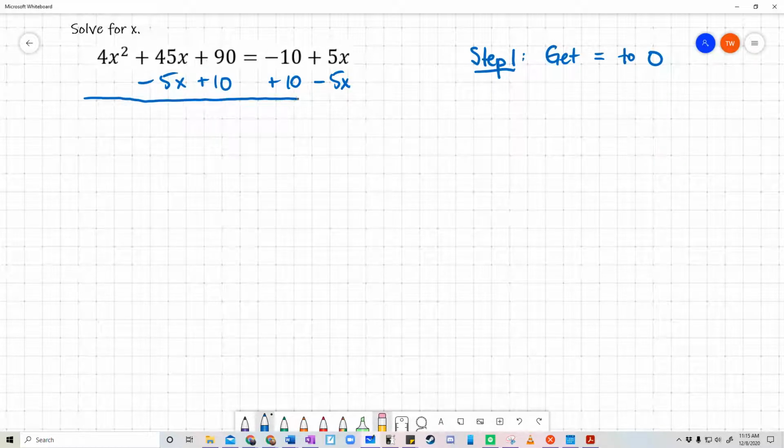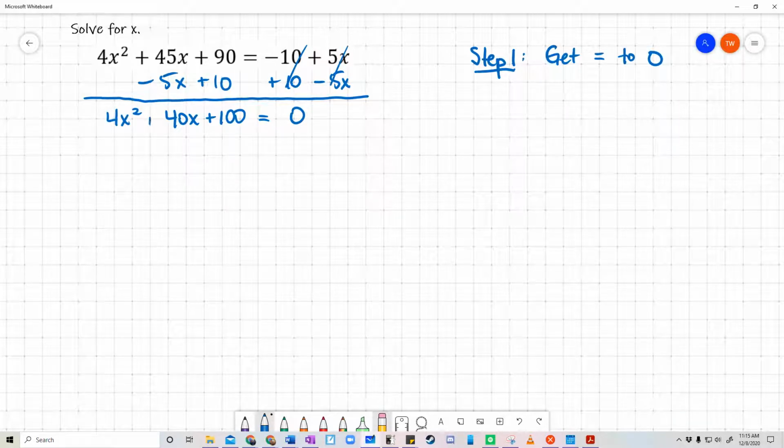Write them so that your like terms match up, so that you can see that 45x minus 5x is 40x. You get plus 100 equals 0. And I'm going to bring down the 4x squared and separate it with an addition sign. I'm always going to see if it factors, and now we're going to start to see multiple levels of factoring.